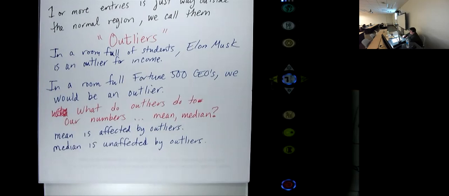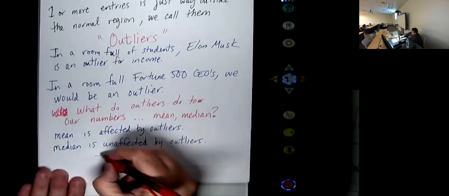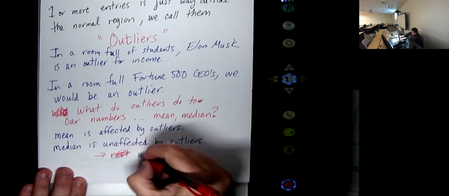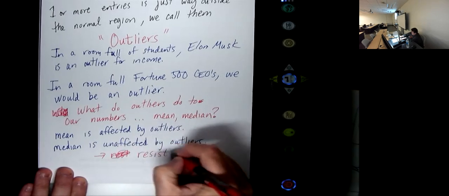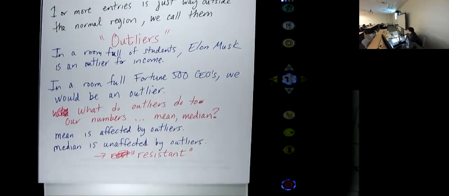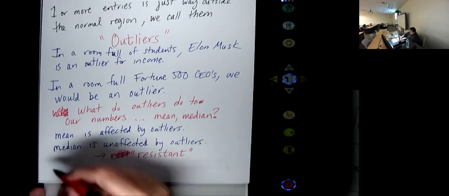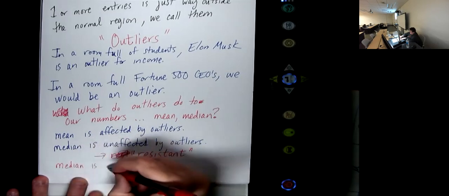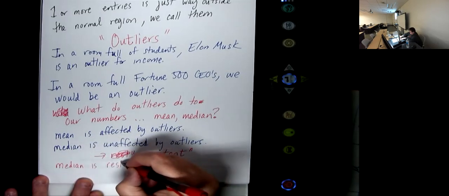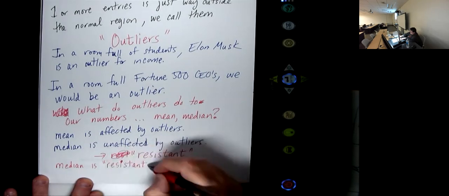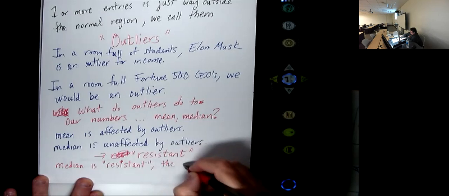They have a word for this. When something is unaffected by outliers, they say it is resistant. The median is resistant to change, basically. The mean is not.